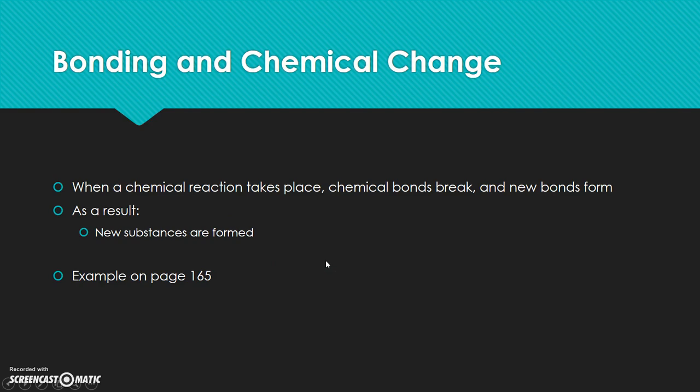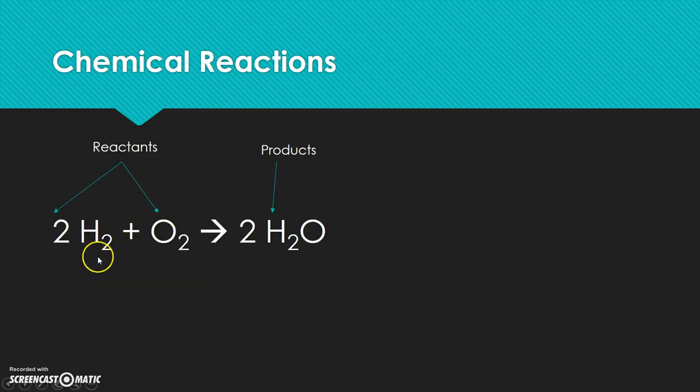So when a chemical reaction takes place, chemical bonds break and new bonds form. As a result, new substances get formed. So the hydrogen bonds break in the hydrogen, and the oxygen bonds break in the oxygen, and new bonds form to make water. And if you need another example, on page 165, it has magnesium oxide. So as I was saying, the two hydrogen bonds break here, the two oxygen bonds break here, and water forms new bonds.